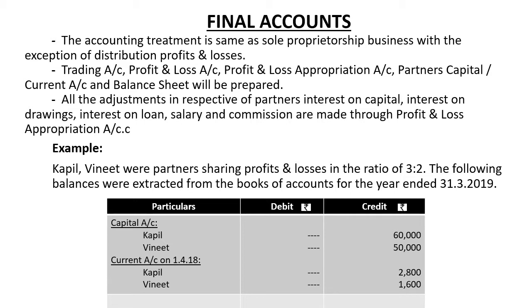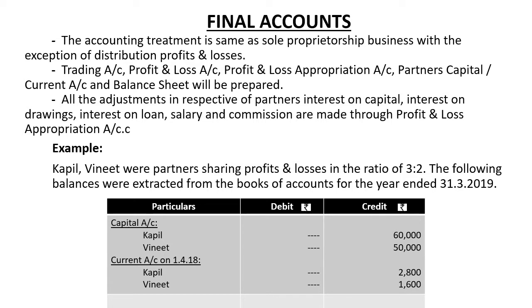So after the trading and profit and loss account, we have to prepare the profit and loss appropriation account, either partners' capital or current account, and the balance sheet. All the adjustments related to partner's salary, commission, interest on drawings, interest on loan, we have to record in the profit and loss appropriation account. Then the balance should be carried forward to partners' capital or current account. Then finally we will prepare the balance sheet.